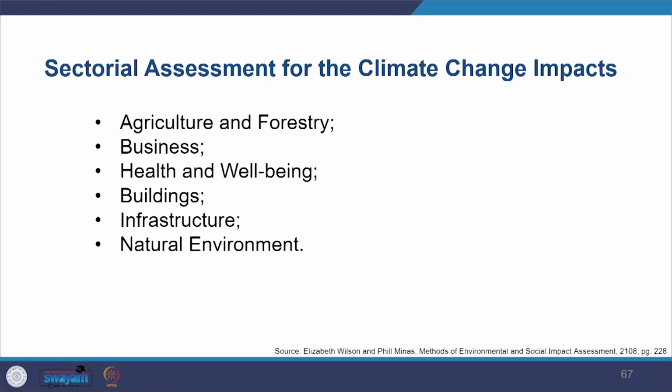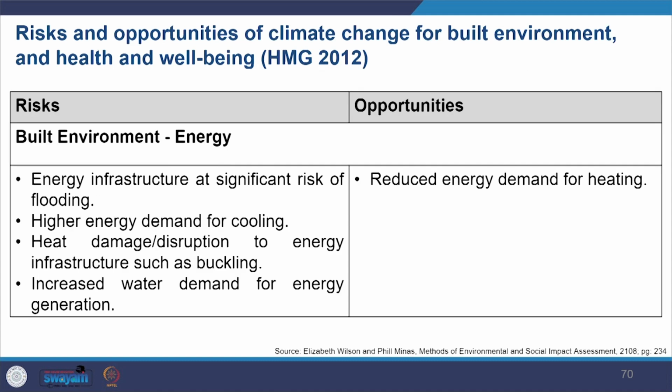There are many sectoral assessments available for the purpose. You may find the UK climate change risk assessment, which provides guidelines on agriculture and forestry, business, health and well-being, buildings and infrastructure, and the natural environment. So, all these sectoral assessments are available for reference. In the table here, you can see the assessment for buildings and infrastructure and health. On the left hand side, you can see the risk involved in the built environment, and on the right hand side, you can see the opportunities.